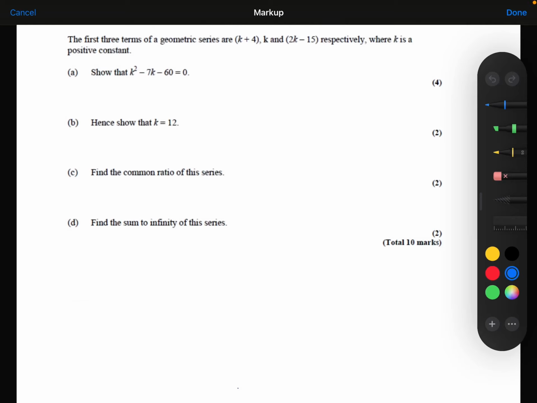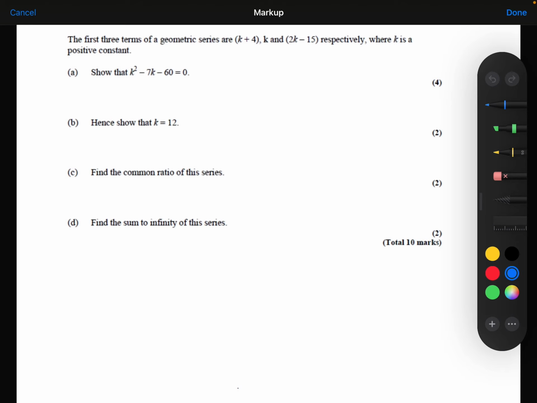The first three terms of a geometric series are k plus 4, k, and 2k minus 15, where k is a positive constant. I need to show that k squared minus 7k minus 60 is equal to 0.